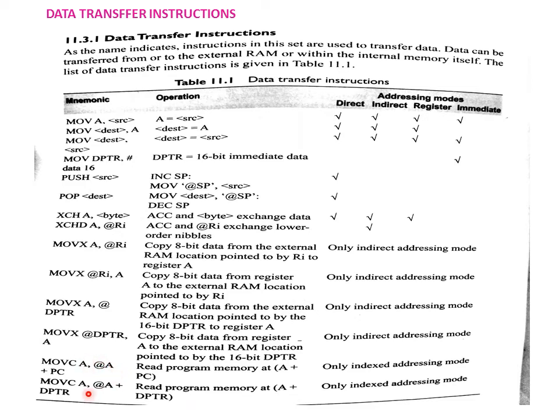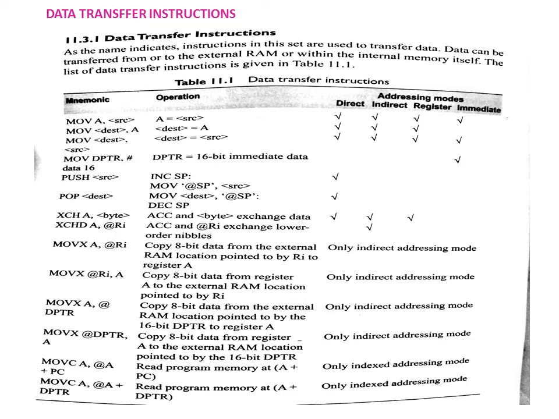Next, the same read data is pointed at @A+DPTR. These two will form the address. In that address location, whatever data is present is going to be moved or copied into the accumulator register.